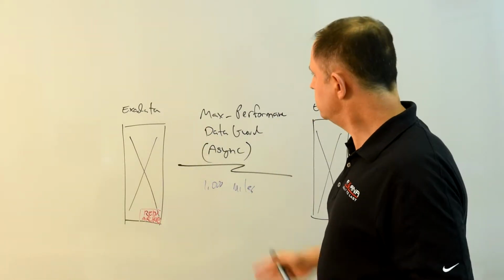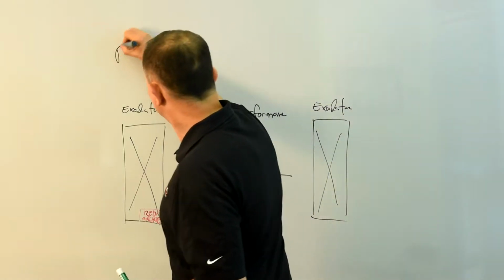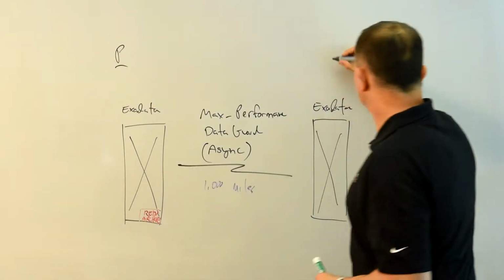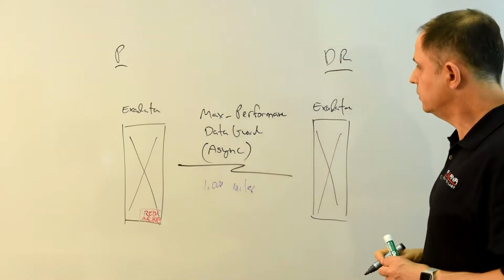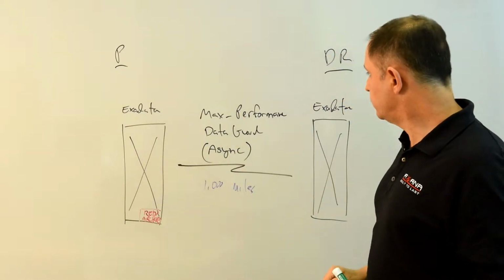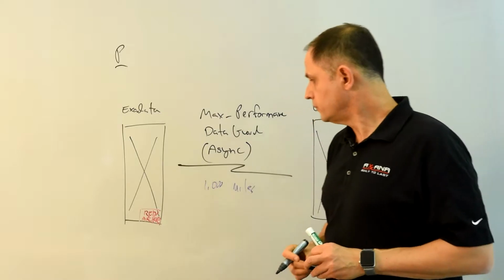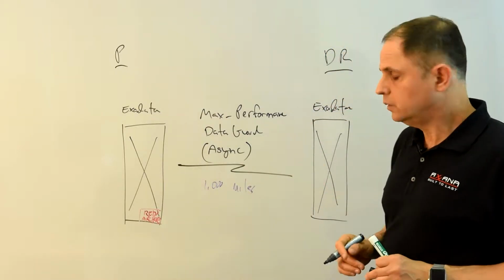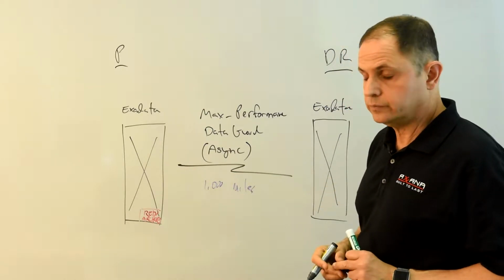So you have a primary data center and DR, disaster recovery, secondary data center. Between those two data centers, we have max performance Data Guard asynchronous replication. In this scenario, Data Guard replicates across 1,000 miles.